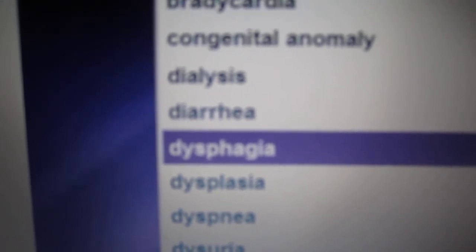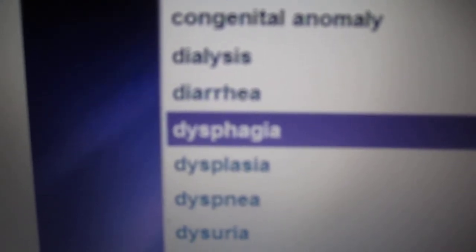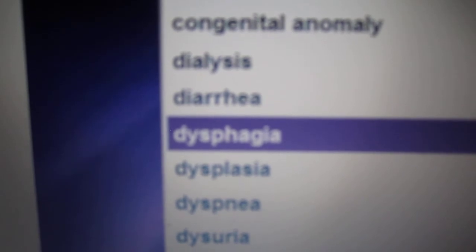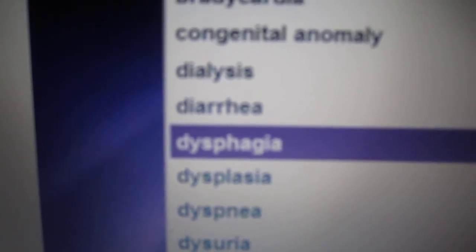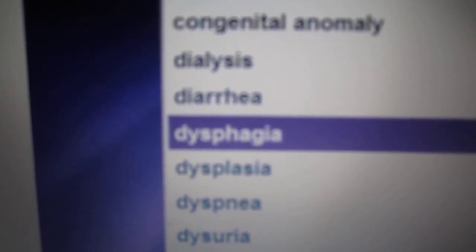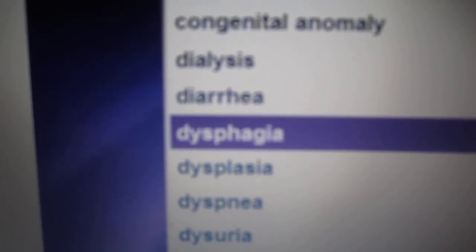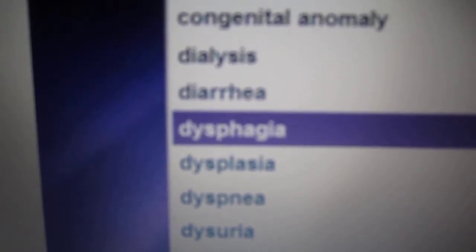Dysphagia. Phagia means swallowing. Dysphagia is difficult swallowing. Dysphagia may be a symptom of stroke, other neurologic conditions, trauma, muscle damage, or tumors and swelling.